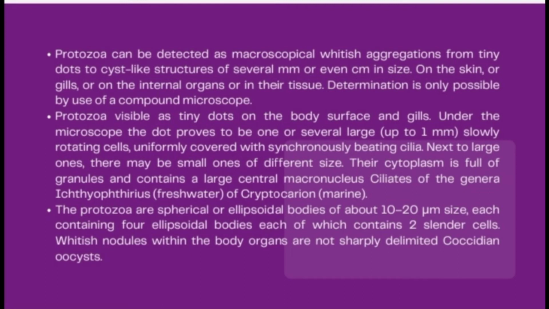Species of the genera Ichthyophthirius, Tetrahymena, and Cryptocaryon. The protozoa are spherical or ellipsoidal bodies of about 10 to 20 size, each containing 4 ellipsoidal bodies, each of which contains 2 slender cells. Whitish nodules within the body organs are not sharply delimited coccidian oocysts.